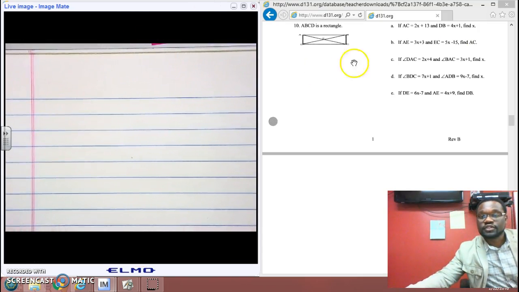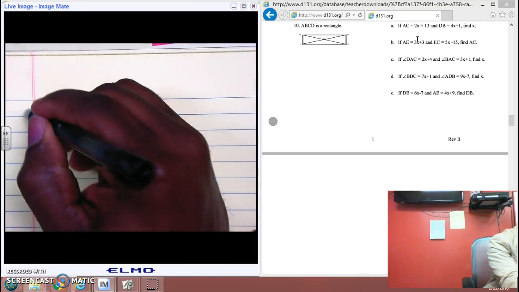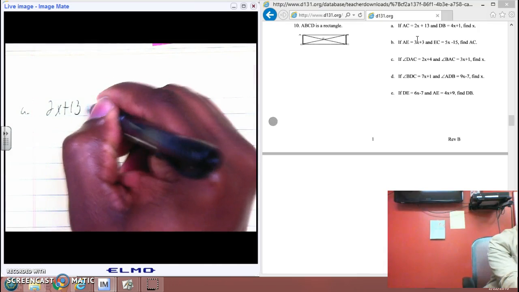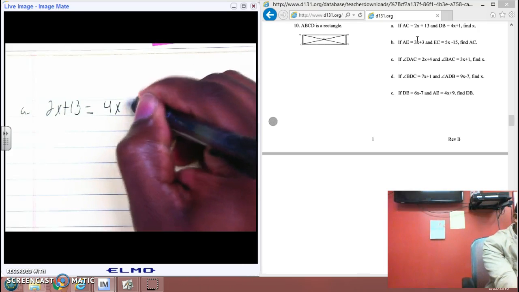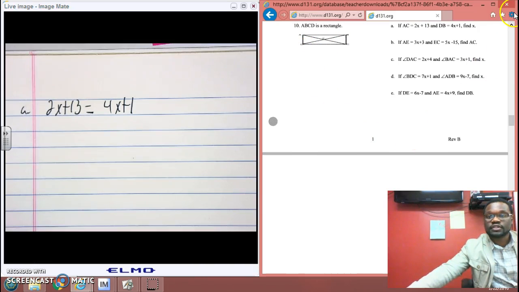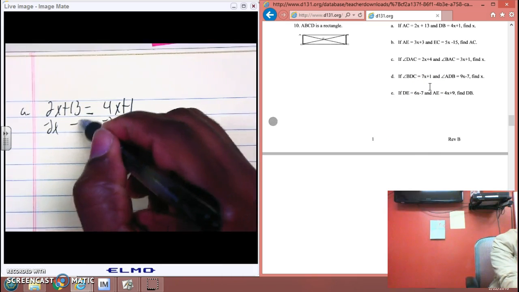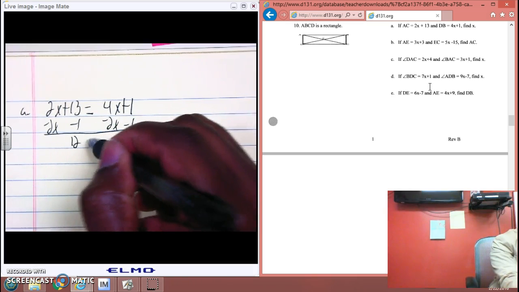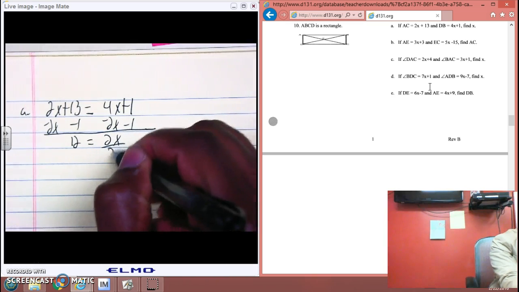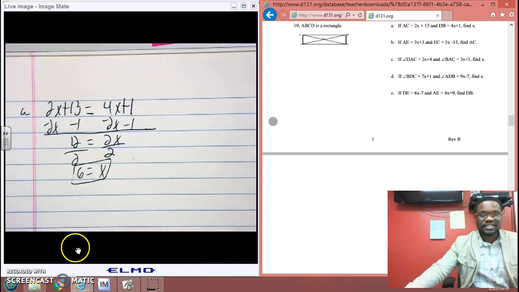Well, I know it's hard for you to see, but it says AC is 2x plus 13. So what I would do is say 2x plus 13 equals 4x plus 1 because the diagonals are congruent. And I know that's kind of hard to see there, and I can't zoom it. So that's the idea, is I would solve for x, subtract 2x, subtract 1. So that'll be 12 equals 2x, divided by 2, and x equals 6. All right, that's just an example of how you would use this particular rectangle property.